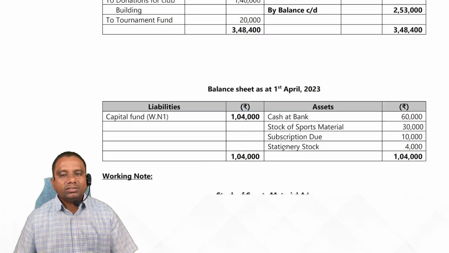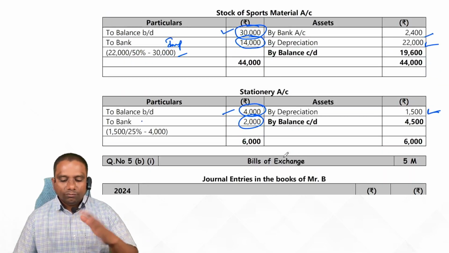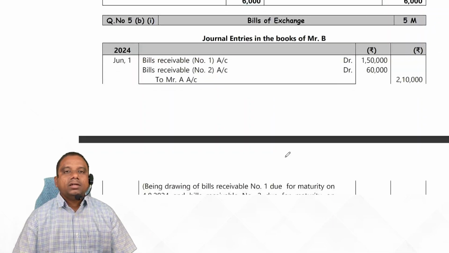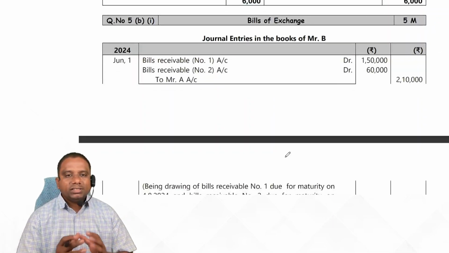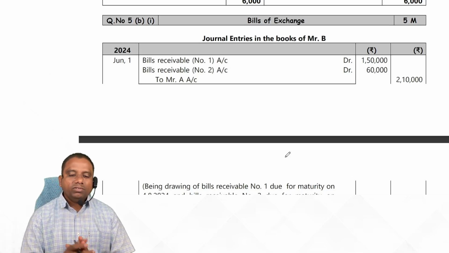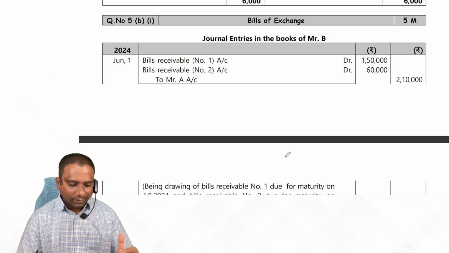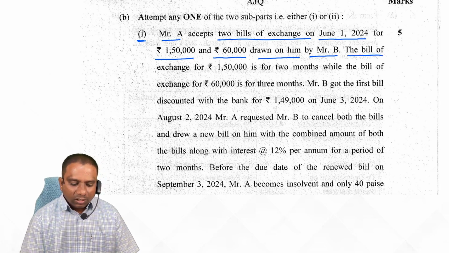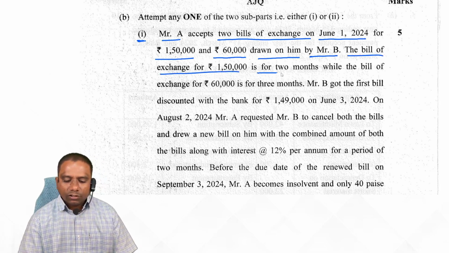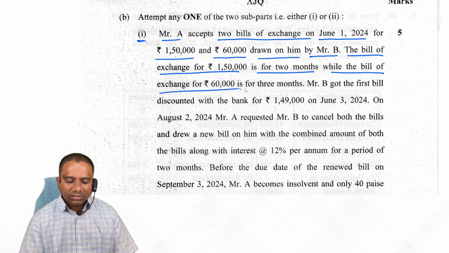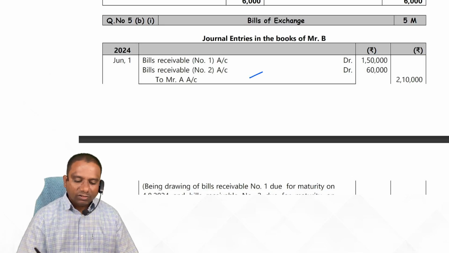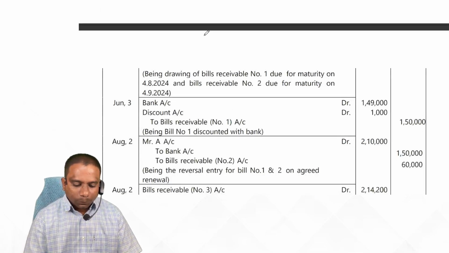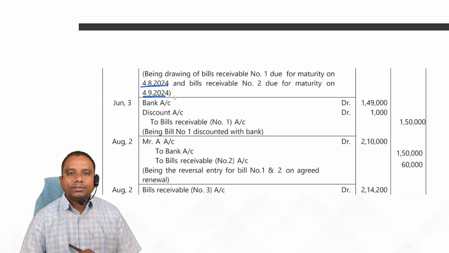Do remember, students, these answers are only from my perception. So, after release of suggested answers by ICAI, we check if any corrections are there. Now, first entry. Okay. Next one. The bill of exchange for 1,50,000 is for 2 months, while the bill of exchange for 60,000 is for 3 months. Already here we have calculated due dates also. Yes or no? Due dates.